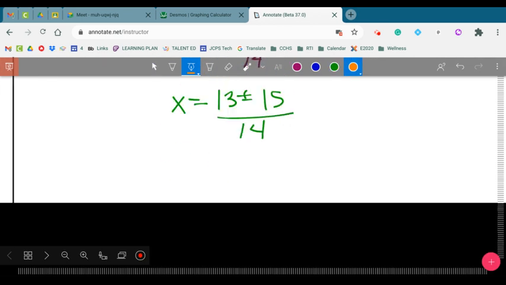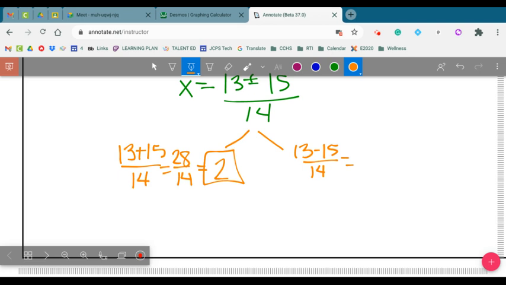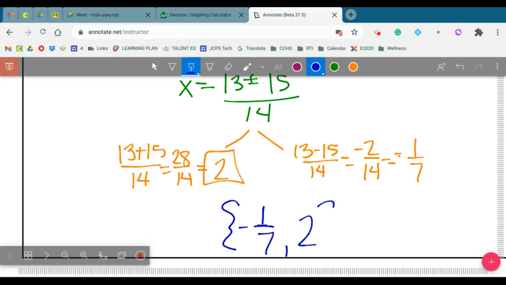Since it's a perfect square, I have to solve it both ways. So 13 plus 15 divided by 14, and 13 minus 15 divided by 14. On this one, I get 28 divided by 14, which equals 2. That's one of my answers. On this one, I get negative 2 divided by 14, which simplifies to negative 1 over 7. So those are my 2 solutions, negative 1/7 and 2.